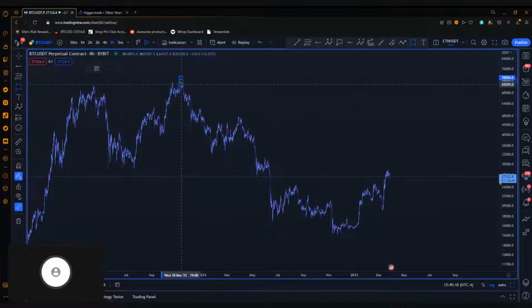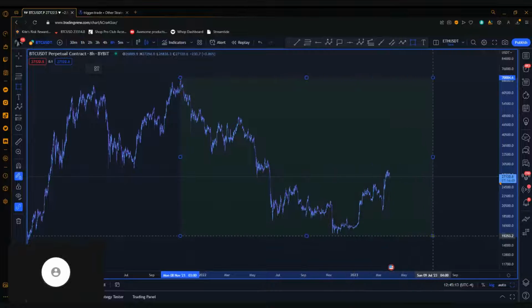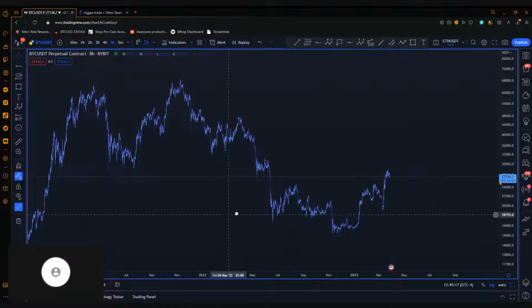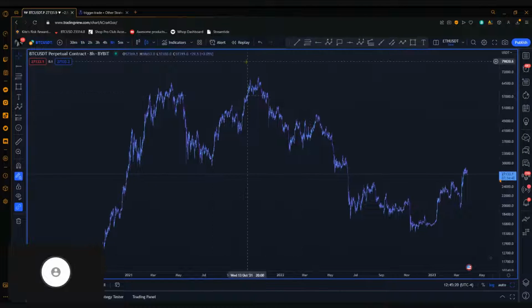All right, and you can see starting from the previous top, basically work our way down. This is where we're going to be focusing on here and possibly here in the future. So that's its own ABC.